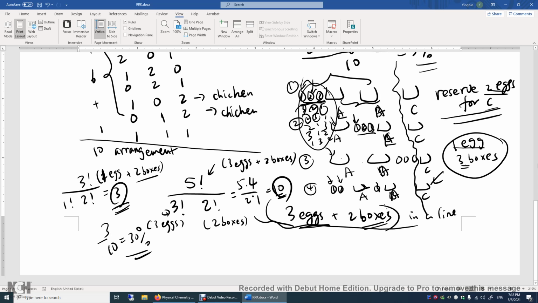If we put 3 eggs into 3 boxes, there's a special box labeled C. When C contains 2 eggs or more, it's going to turn into a chicken. So if we randomly put 3 eggs into the 3 boxes, 30% chance we'll get a chicken.